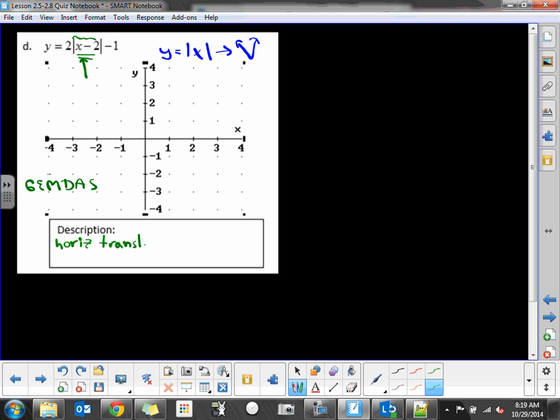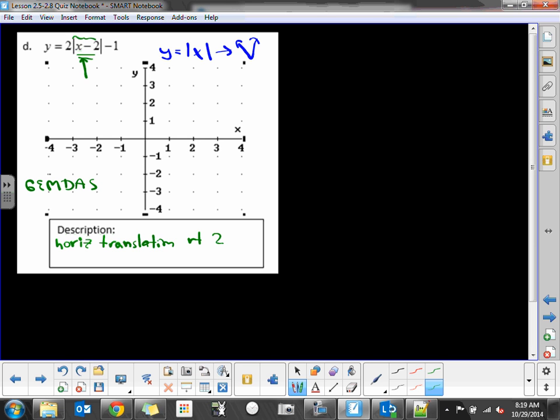Translations are always addition subtraction. Dilations are always multiplication division. But we have a horizontal translation. Since it says -2, it's going to move it right 2 units. So keep in mind, horizontals are always counterintuitive. It says -2 goes right 2.